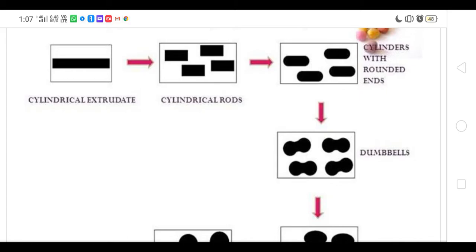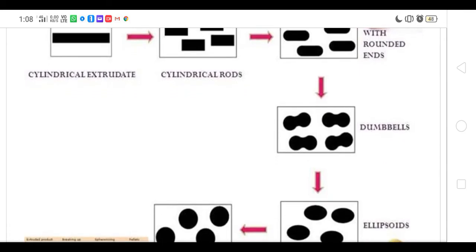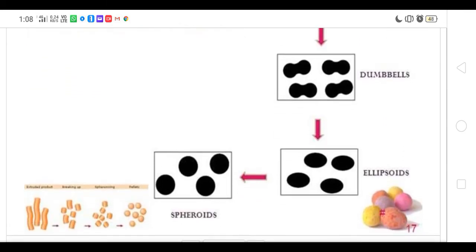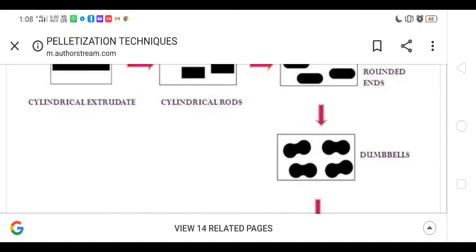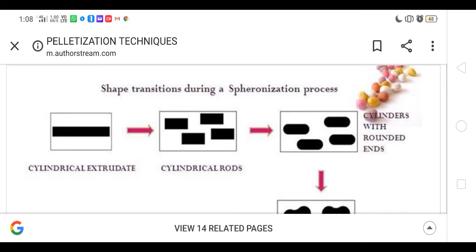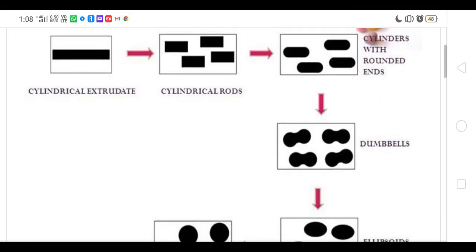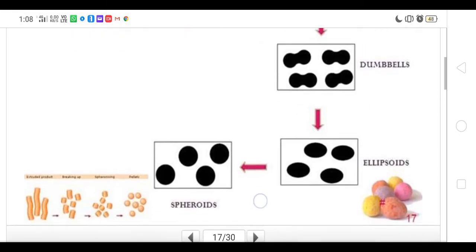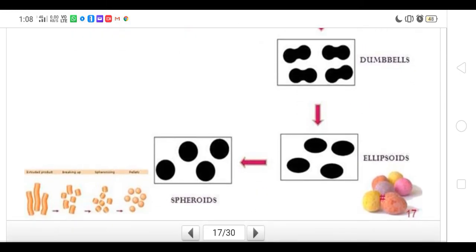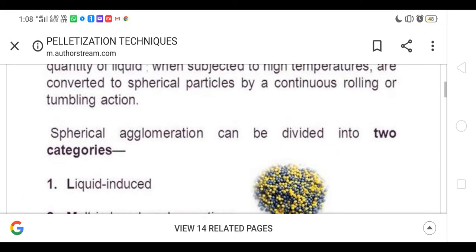See, this is the cylindrical extrudate coming out from the extruders. They are cylindrical rods, they are cut, and when they rotate in the spheronizer, they will give this type of rounded structure. Again when you rotate, it is converted into dumbbells, then again into ellipsoids, and finally into spheroids. This is the complete procedure of the spheronizer. When you add the material from the extrudates to the spheronizer, it will move like this: extrudate cylindrical rods, then rounded ends, dumbbells, ellipsoids, and this process continues as long as you rotate your spheronizer, okay?